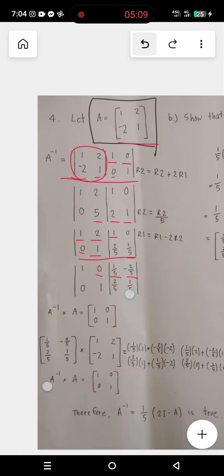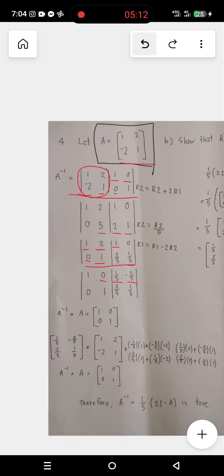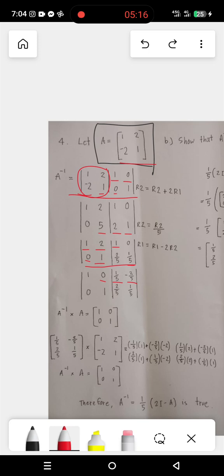And in order to verify that one, we're going to multiply the inverse of A times matrix A, and it must be equal to the identity matrix form, which is 1 0 and 0 1. So let's multiply this one to the original matrix A, and the result is correct. That's right. We have here the identity matrix, which is 1 0 0 1.